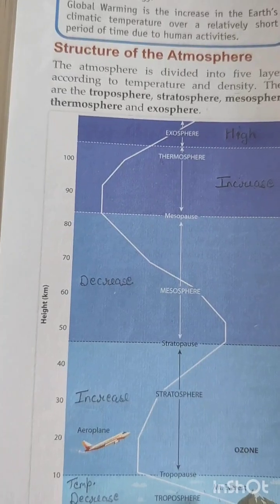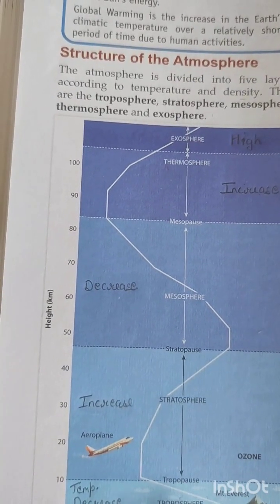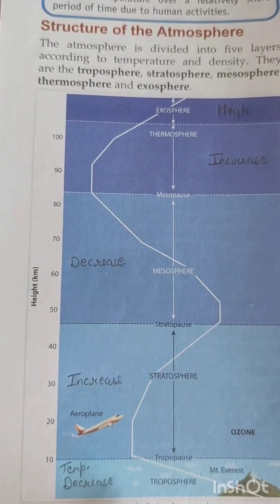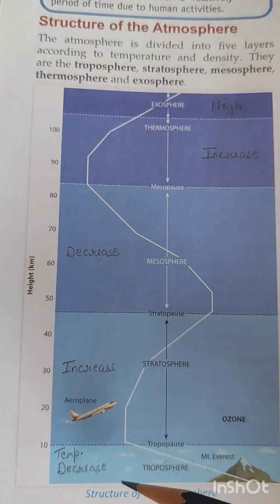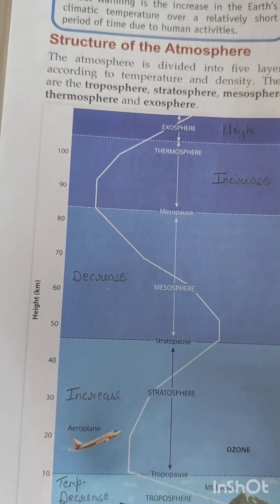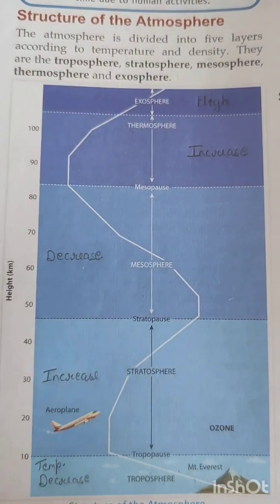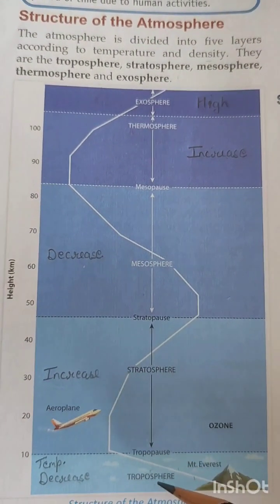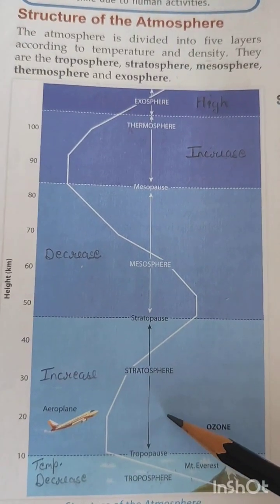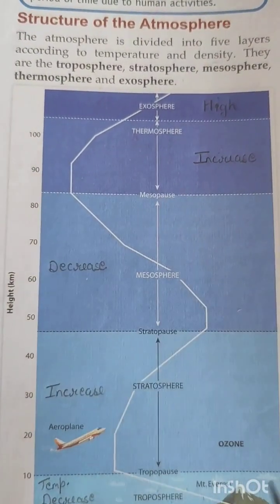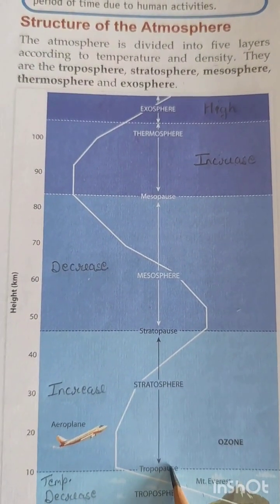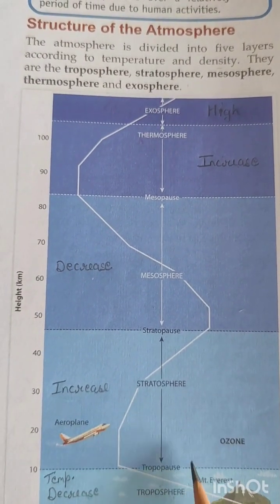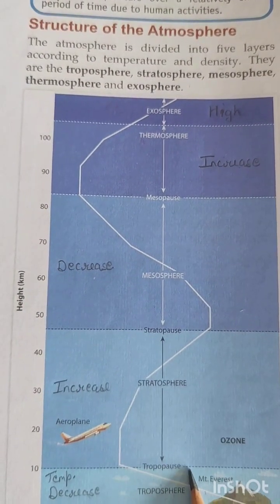The troposphere is the lowest layer and the densest layer, and here the temperature decreases with height. As the height increases, the temperature starts decreasing. Now the narrow boundary that divides the troposphere and the second layer, the stratosphere, is called tropopause.